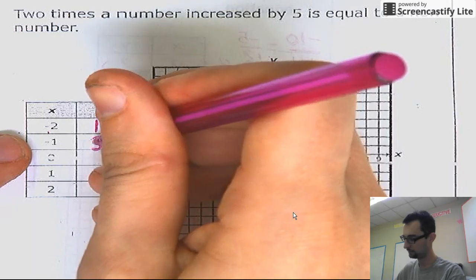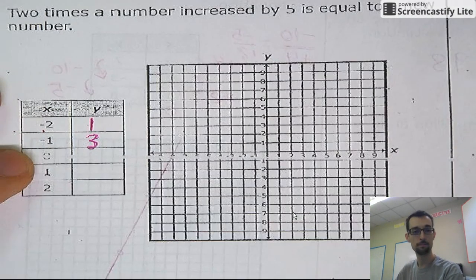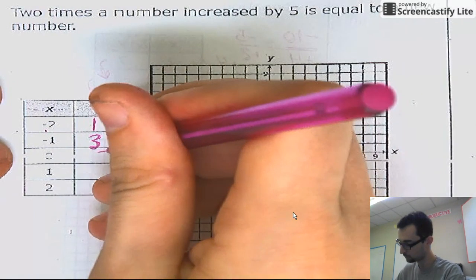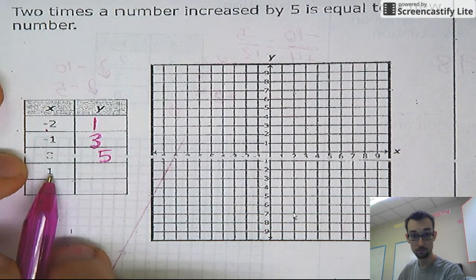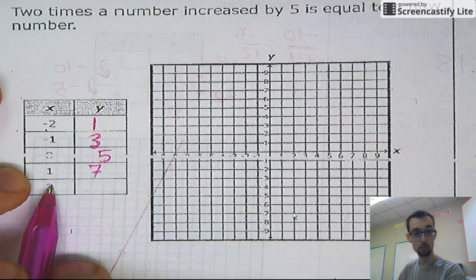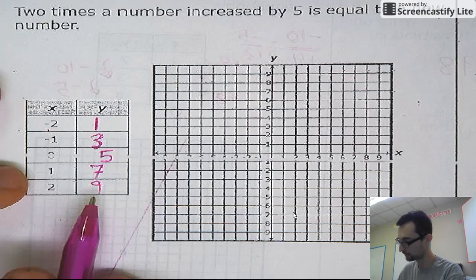Okay. All right. Try it with 0. 0 times 2. Add 5. Okay. 1 times 2. Add 5. 2 times 2. Add 5. Okay. That's what we get.